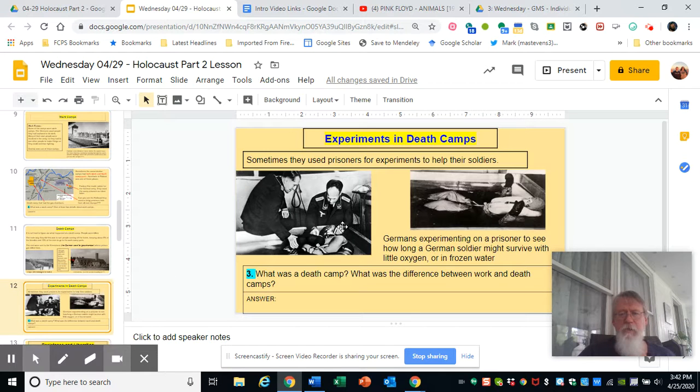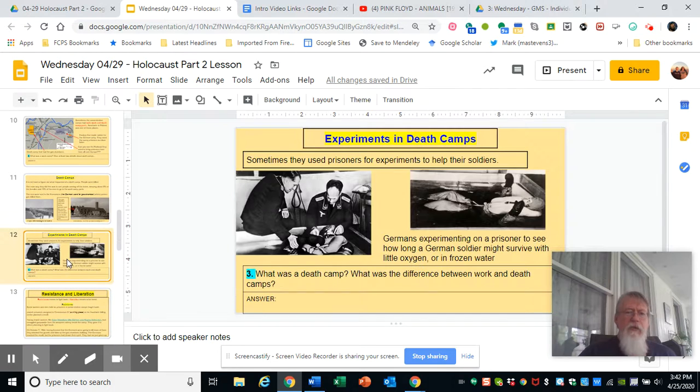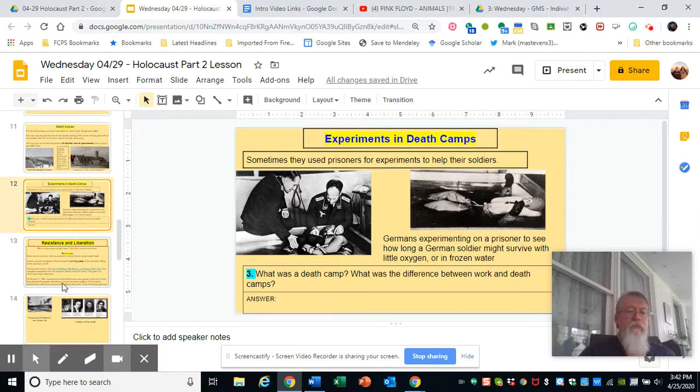And this one might be difficult to look at, but it is part of it. Experiments in the death camps. They did take some of the inmates and experiment on them for their own purposes so they could make things better for their soldiers. So again, death camp information there, experiments in the death camps, and your death camp question.